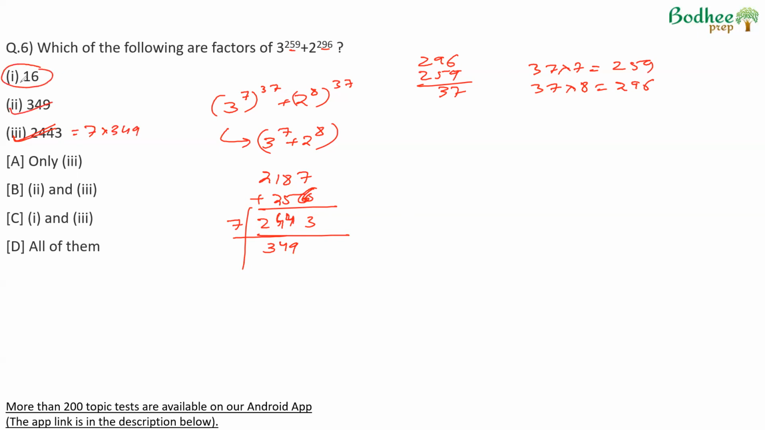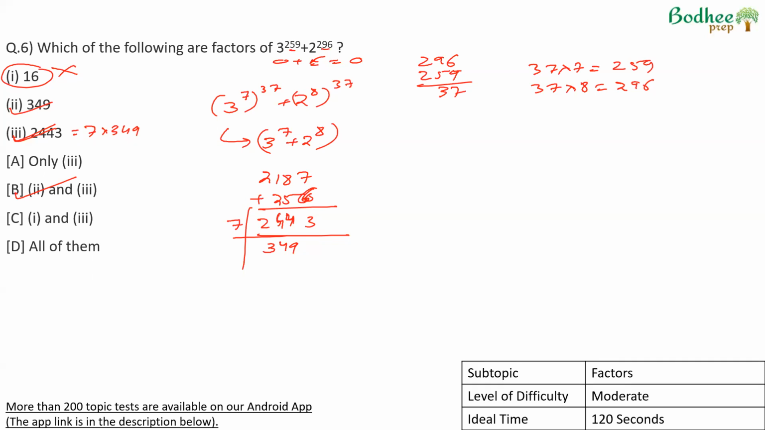Then comes 16. 16 is an even number. Odd plus even gives me an odd number, and an odd number cannot be divisible by 16. So 16 cannot be a factor of the odd number. So out of these three, the factors of the given expression are at option B, 2 and 3. In terms of level of difficulty, I'd say probably moderate, because you would have done similar questions while practicing. Because of the calculation time, the attempt time might go up to 2 to 2.5 minutes.